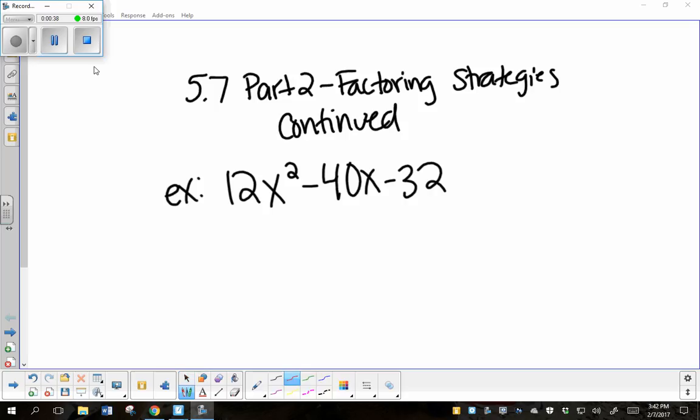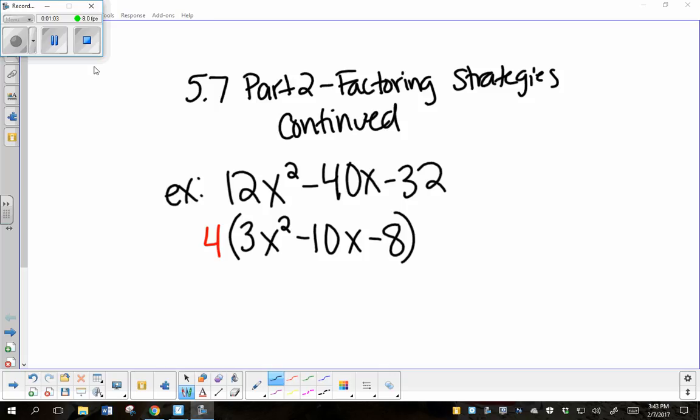So on this one, if I look at all three of those numbers, 12, negative 40, and negative 32, I can factor a 4 out of all those numbers. I think it's the greatest common factor. Even if you're not sure, just try it and you might recognize automatically if you can factor something else out. So we're going to factor out a 4. So I'm left with 3x squared minus 10x minus 8.